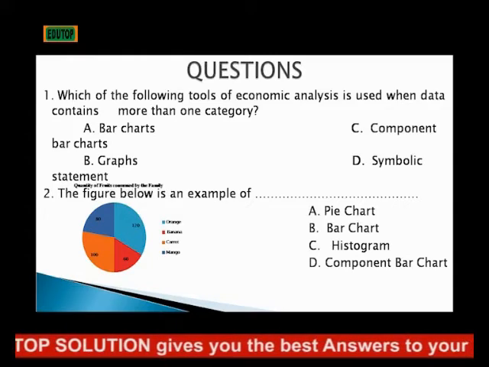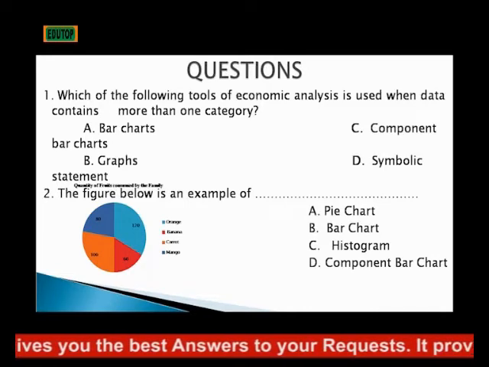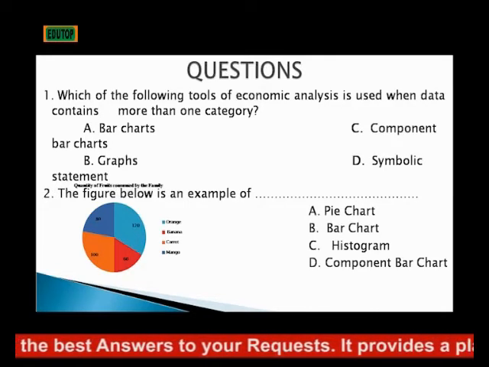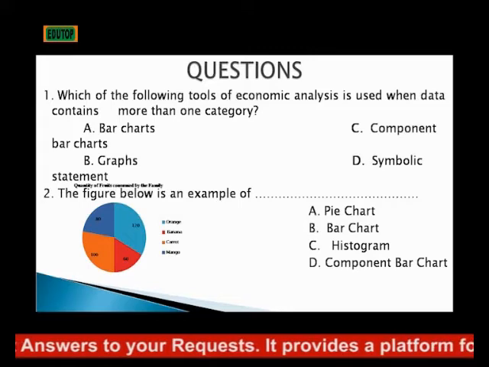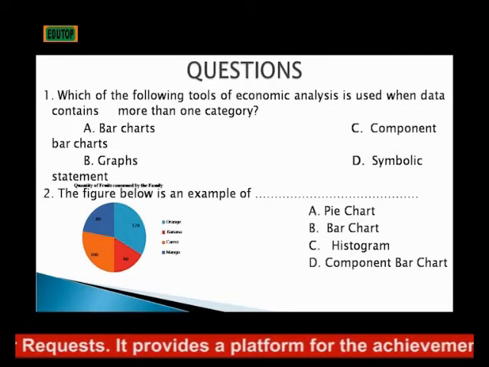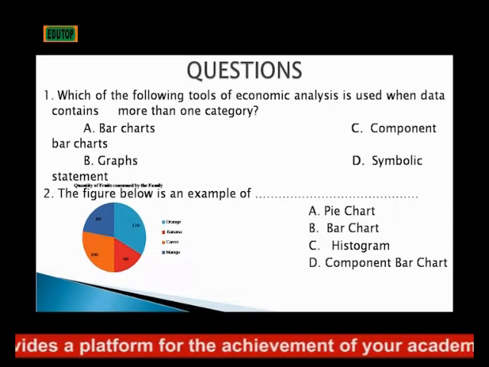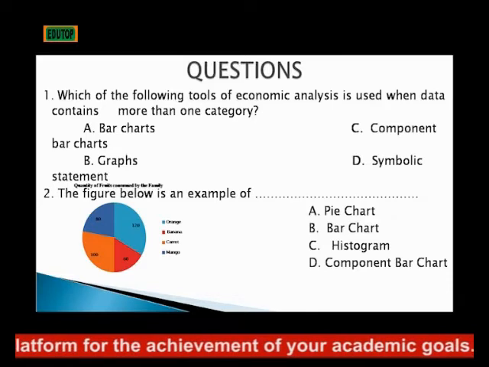C. Component bar charts. D. Symbolic statements. Question 2. The figure below is an example of dash. A. Pie chart. B. Bar chart. C. Histogram. D. Component bar chart.